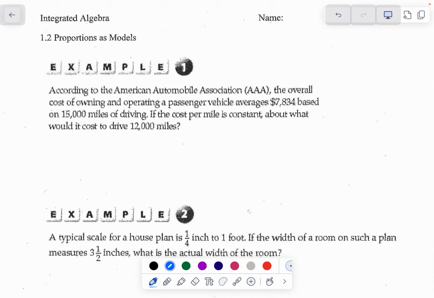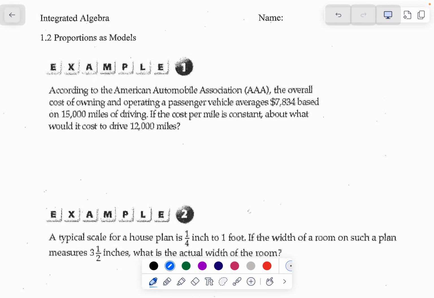Okay, so let's read this example 1. It says, according to the American Automobile Association, the overall cost of owning and operating a passenger vehicle averages $7,834 based on 15,000 miles of driving. So let's assume this is 20 years old or so. But anyway, if the cost per mile is constant, about what would it cost to drive 12,000 miles?